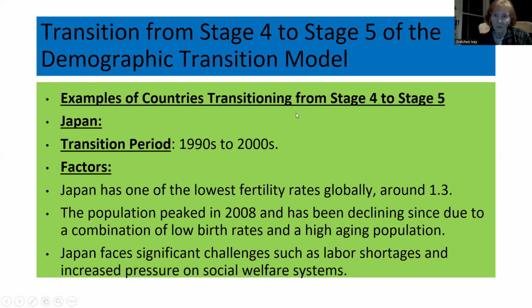Okay, so what are some countries that have jumped from stage 4 to stage 5? Well, you'll probably not be surprised to hear Japan. From the 1990s to the early 2000s, Japan had one of the lowest fertility rates globally, around 1.3. The population peaked in 2008 and has been declining since due to a combination of low birth rates and a high aging population. Japan faces significant challenges such as labor shortages and increased pressure on social welfare systems.